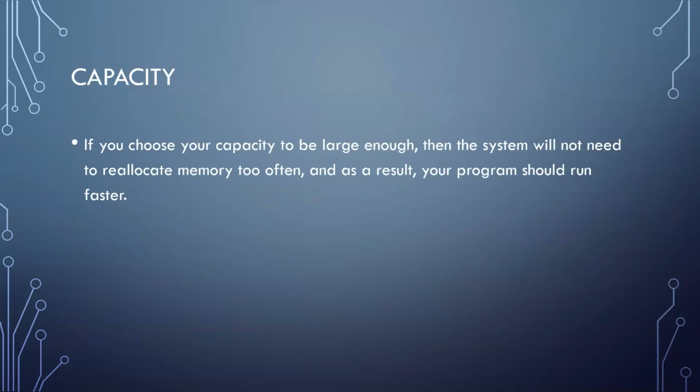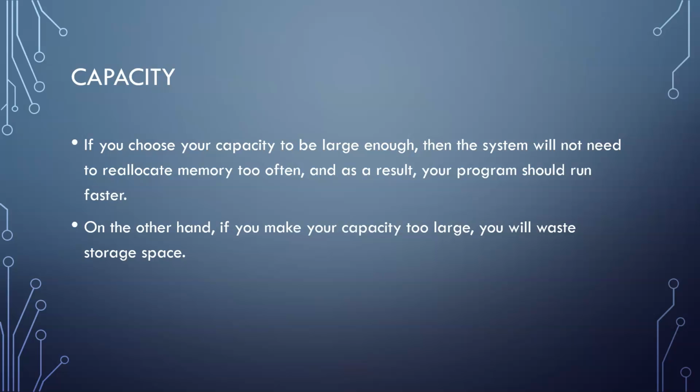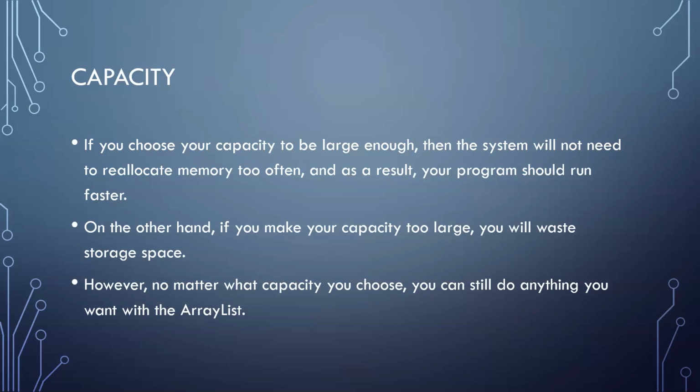So just to give a rehash of that, if we choose our capacity to be large enough, then the system does not need to reallocate memory too often, and as a result, our program should run faster. On the other hand, if we make it too large, we're going to waste storage space. So you have to try and find that nice happy medium when you're creating your ArrayList. However, pretty much no matter what capacity you ultimately choose, you can still do anything you want with the ArrayList.